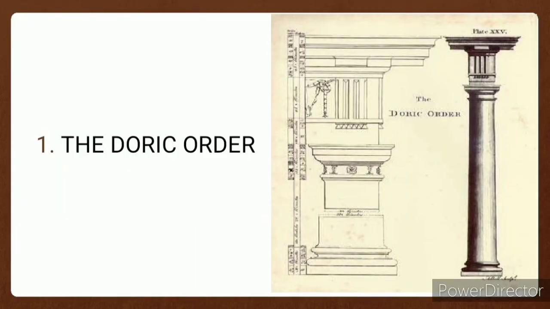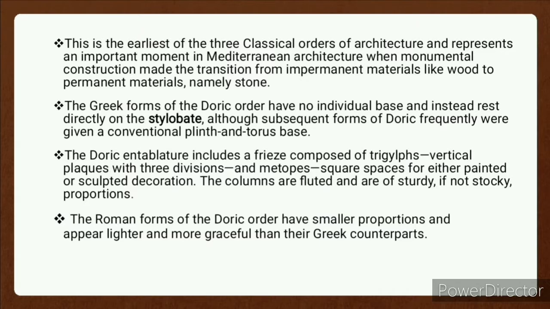Now let's proceed to the first order, the Doric order. Among the 3 classical orders of Roman architecture, it is the earliest monumental construction made from impermanent materials like wood to permanent materials, namely stone.